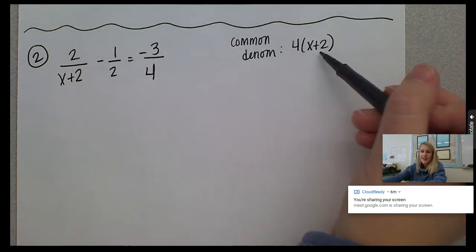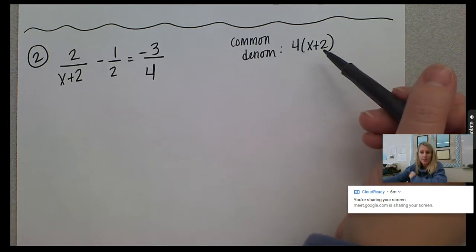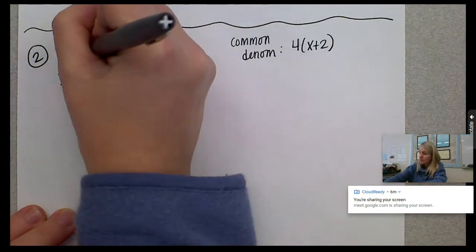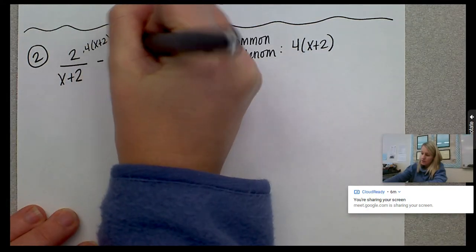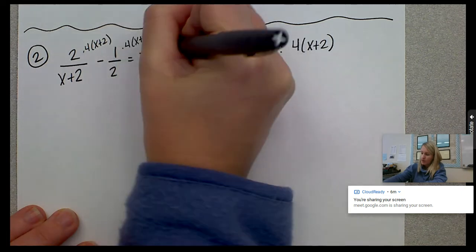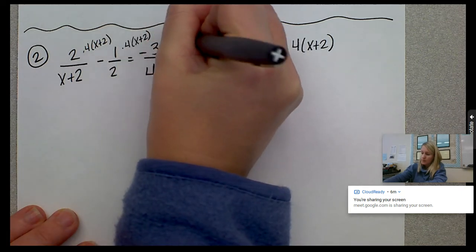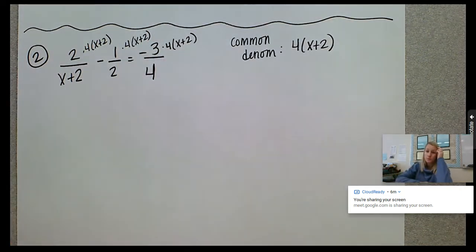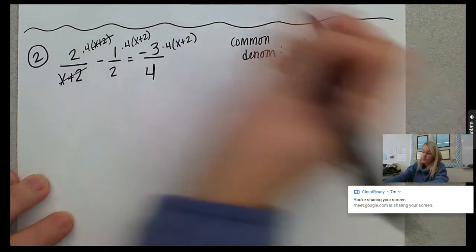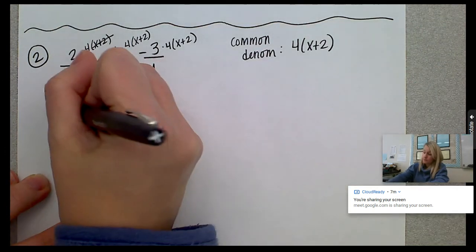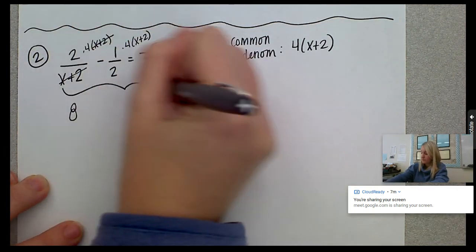So once I know this, I'm going to go back and multiply everything by that. So everything's going to get multiplied by 4 times x plus 2 times 4 times x plus 2. I know it's kind of a pain to write it out every time, but it really does keep you a little bit more organized if you do so. So now let's see what happens. Here, the x plus 2's cancel, and I'm left with 2 times 4, which is 8. Okay, that wasn't bad.